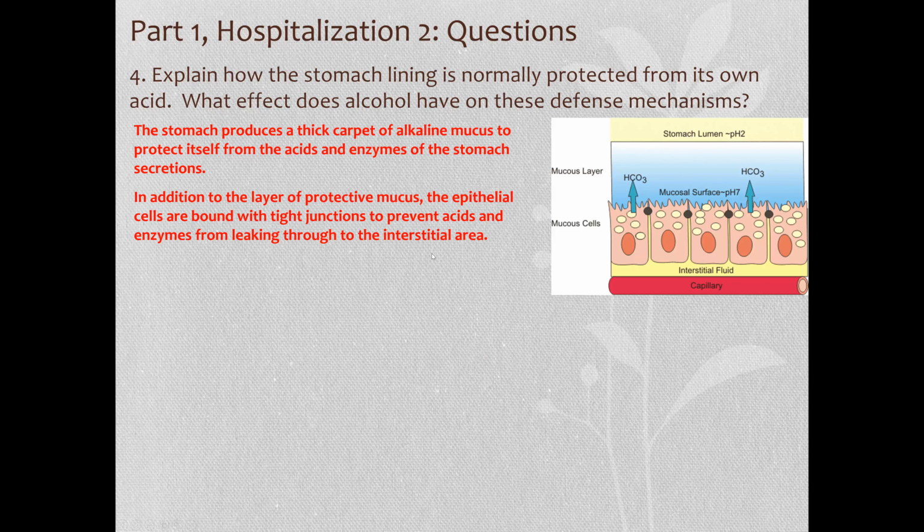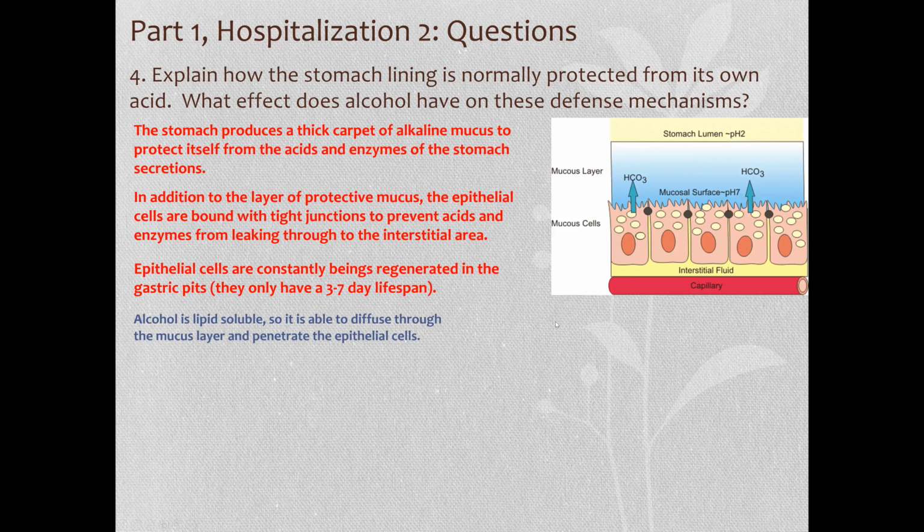In addition to the layer of protective mucus, the epithelial cells are bound together with tight junctions to prevent acids and enzymes from leaking through to the interstitial area. Epithelial cells have a rough life, particularly in the stomach, and they are constantly being regenerated in the gastric pits. So a typical epithelial cell in the stomach lining only has a 3 to 7 day lifespan.